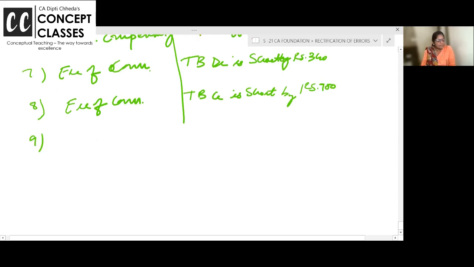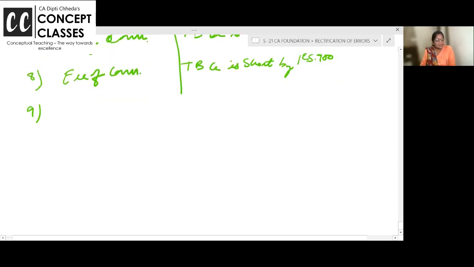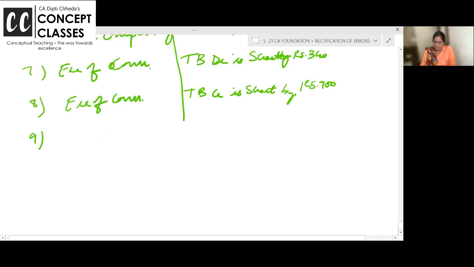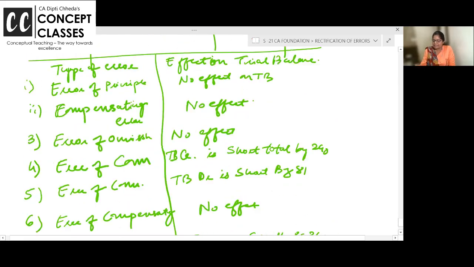And the ninth one, bills receivable 1500 left unposted. Again, this is partial omission, you can call it, or error of commission also. So you did not do the debit. So trial balance debit is short by rupees 1500. That's it.